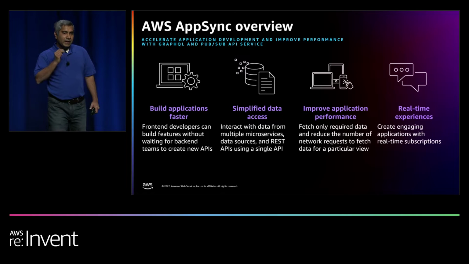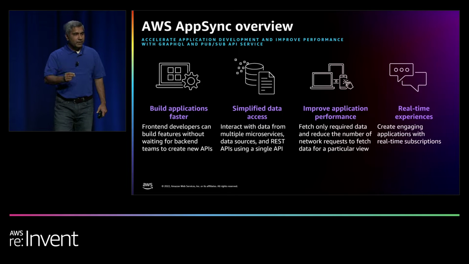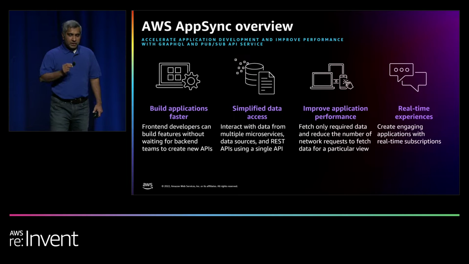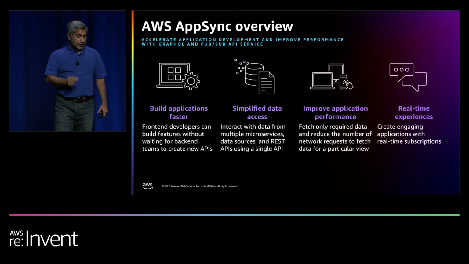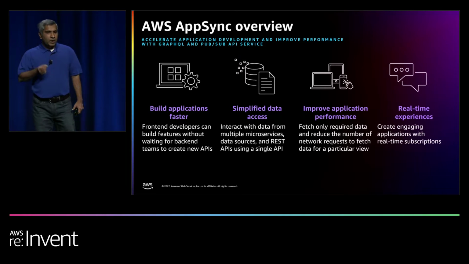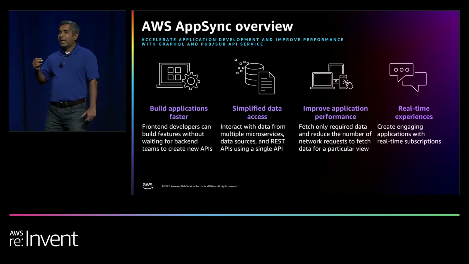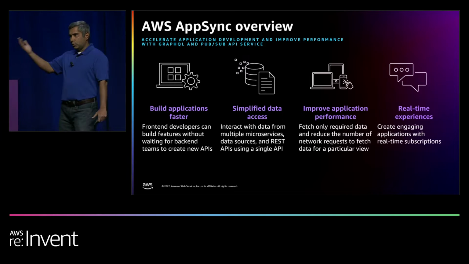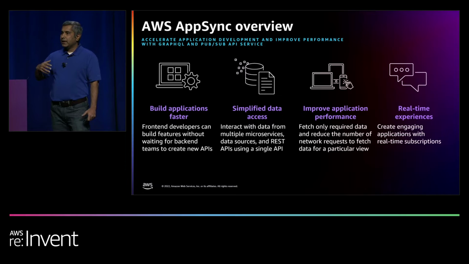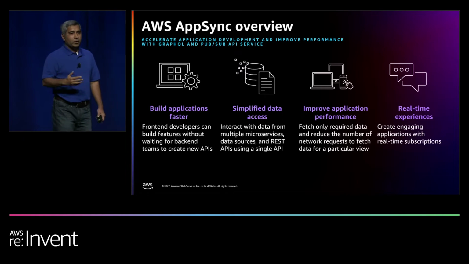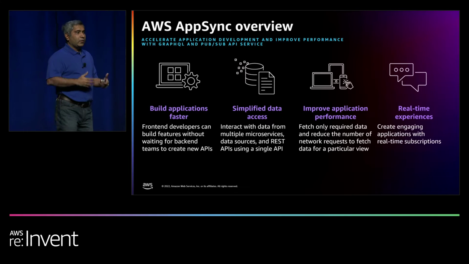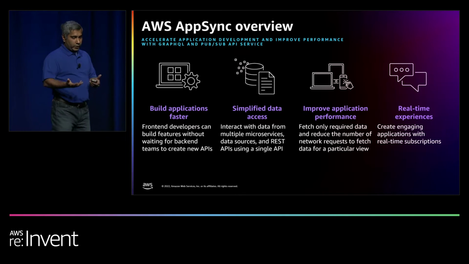The second thing, improved application performance. You're fetching only the data which is required, not overfetching or underfetching, which means fewer network requests, fewer network hops to fetch the data for a particular view. In REST services, the client has to manage multiple endpoints, go to multiple REST services to get the data, consolidate on their client end, and provide it to end users. But in GraphQL, all that heavy lifting is done by AppSync for you.